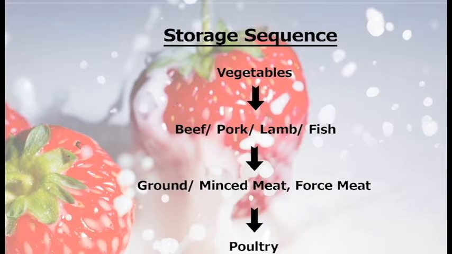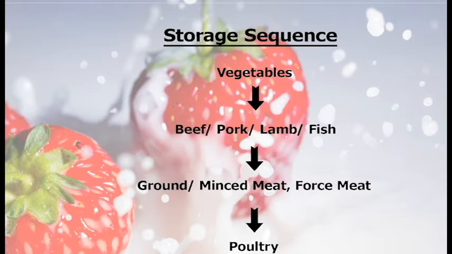If we are storing food in a refrigerator or in a walk-in, the sequence in which we will store different types of food is as follows. Vegetables should always be kept on top because the cooking temperature of vegetables is less. It's 145 degrees Fahrenheit or 63 degrees Celsius.